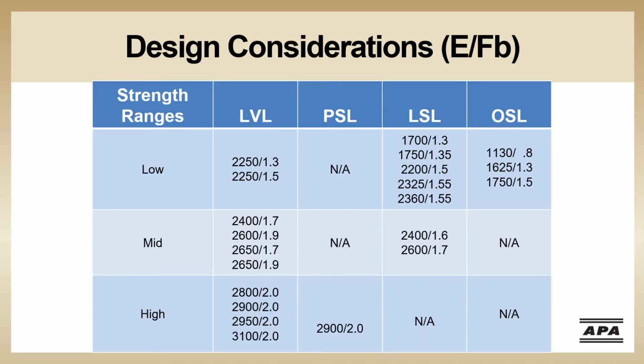LVLs are made in low, medium, and high strengths. LSLs are made in low and medium strengths. PSL is only made for high strength uses, and OSL is made for lower strengths, but still offers the consistency that engineered wood is recognized for. So when you're determining what product will work best, it often depends on what type of application you are designing.